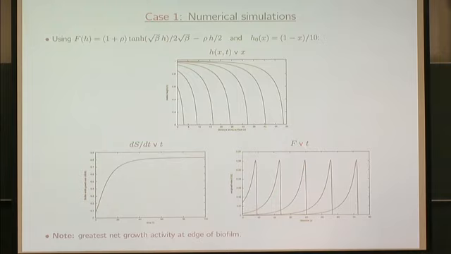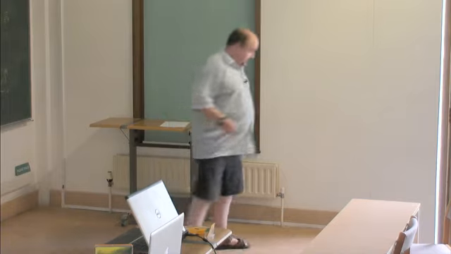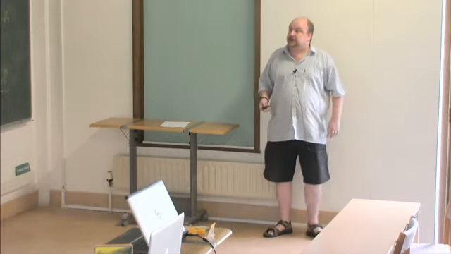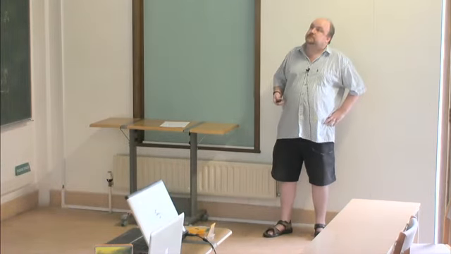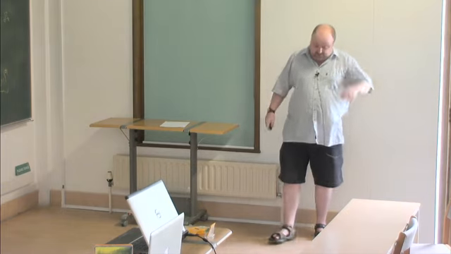Something that's important from a biological perspective: where is all the action happening? Big F is the growth rate, and it's saying that the region at the edge of the biofilm, not in the middle, is where you're getting most of your growth and where most of the action is happening. So that's basically the picture from the free slip condition.